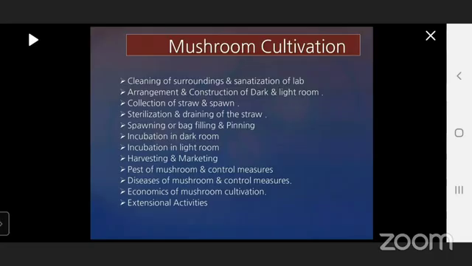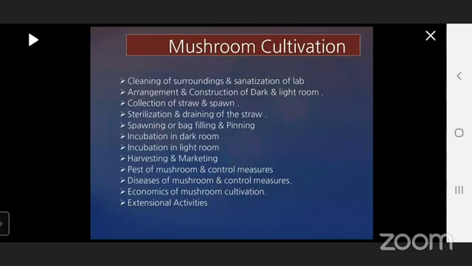Some of the contaminants are airborne, some are waterborne, and some are media or ingredient borne. So we have to sterilize these contaminants by using chemical, physical, as well as cultural sterilization methods. In chemical, we can use some fungicides, some insecticides, or also formalin, malathion, etc.